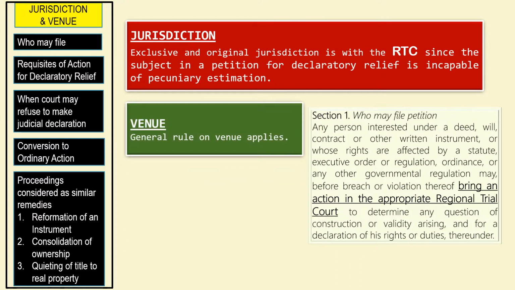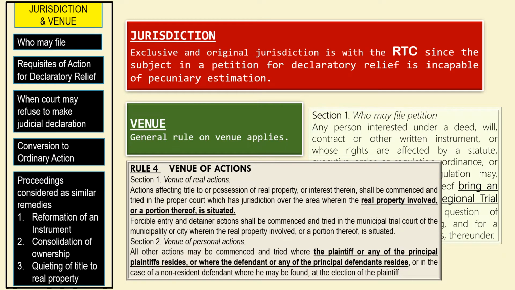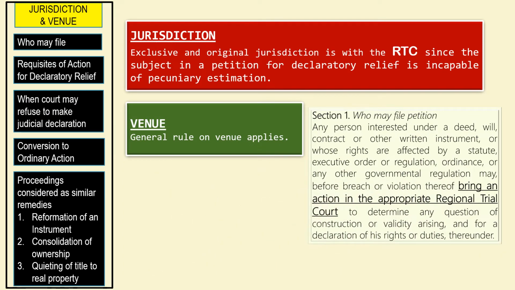Next, venue. Saan ang venue? Answer, general rule on venue applies. So what is the general rule on venue? That is your Rule 4. Ano ang sinasabi ni Rule 4? If it is a real action, you file it where the real property involved or a portion thereof is situated. If it is a personal action, you file it where the plaintiff resides, where the defendant resides, or in the case of a non-resident defendant, where he may be found at the election of the plaintiff.